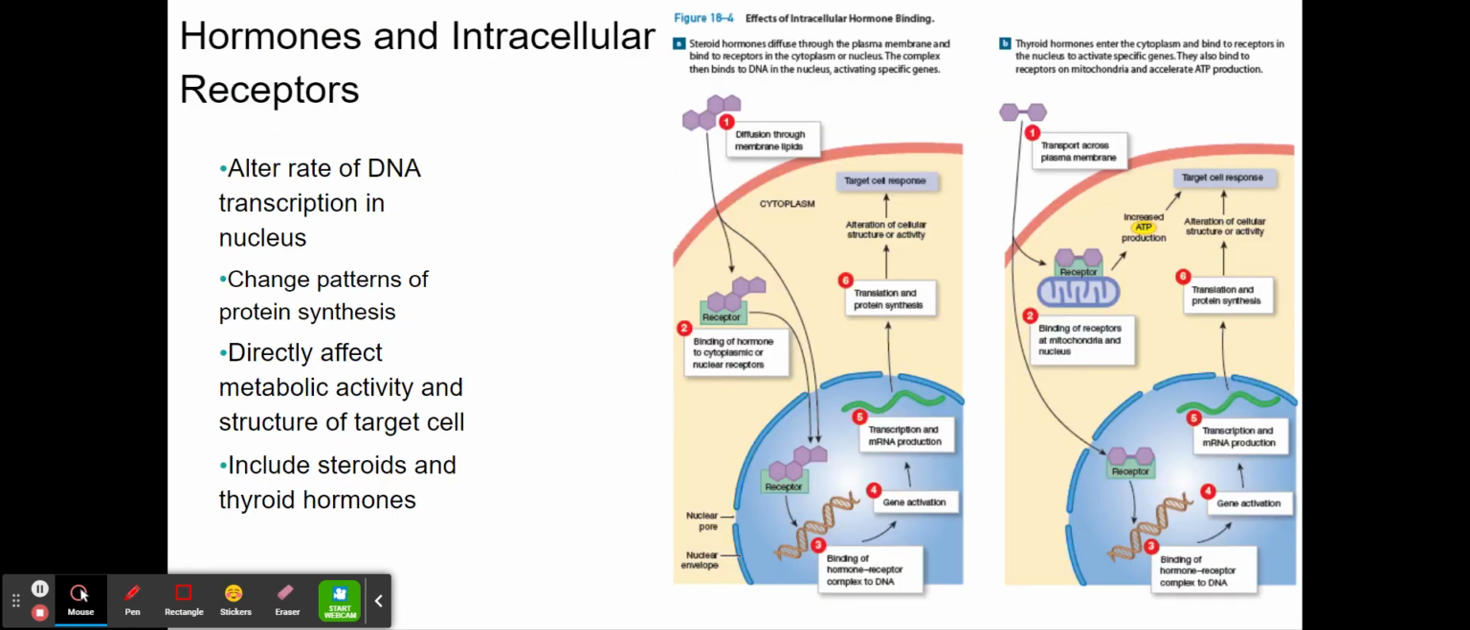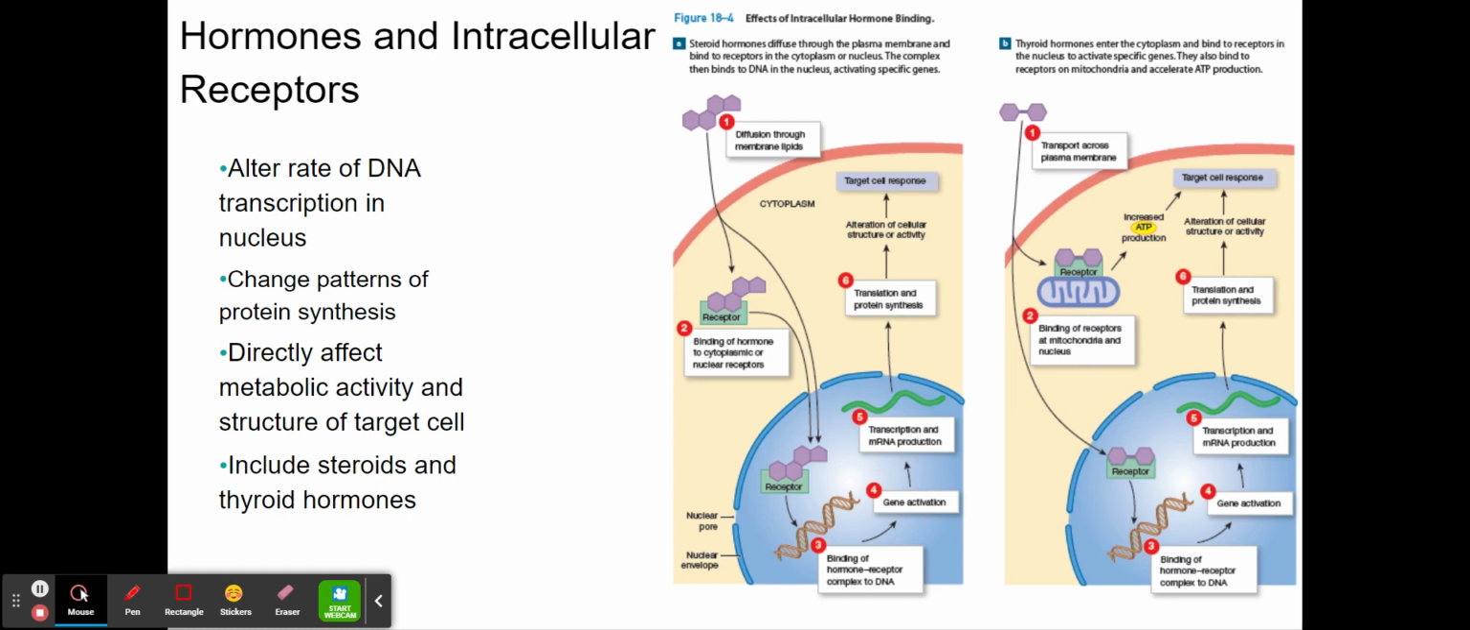Steroid hormones diffuse across lipid parts of the plasma membrane and bind to receptors in the cytoplasm or the nucleus. The hormone receptor complexes then activate or deactivate specific genes. By this mechanism, steroid hormones can alter the rate of DNA transcription in the nucleus. In this way, they change the pattern of protein synthesis. Alteration in the synthesis of enzymes or structural proteins directly affects both the metabolic activity and the structure of the target cell. For example, the sex hormone testosterone stimulates the production of enzymes and structural proteins in skeletal muscle fibers and causes muscle size and strength to increase.